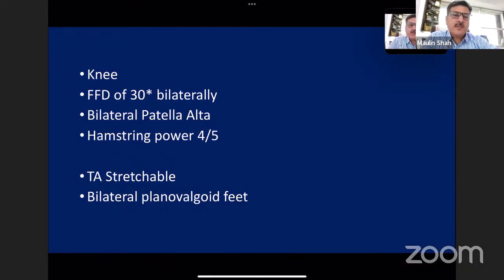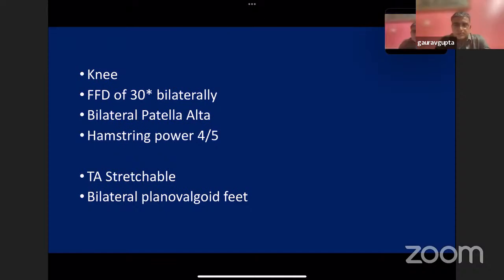What is your way of doing patellar plication? I will ask Harish and Gaurav. Have you been practicing the same as you saw with us, or have you changed a bit? Sir, I'm doing the same. Doing the same. Yeah, Harish?